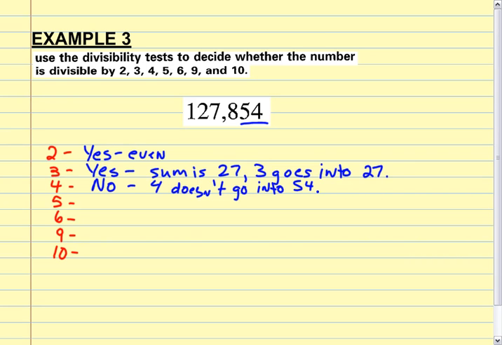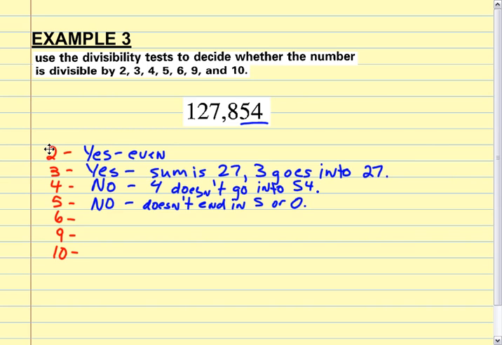Thank you, T. What about 5? Does 5 go into this number? Raise your hand. Ashley? No. Why not? Because the last digit is not 5 or 0. It doesn't end in 5 or 0. Perfect.